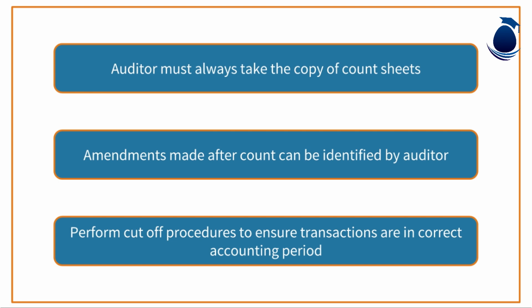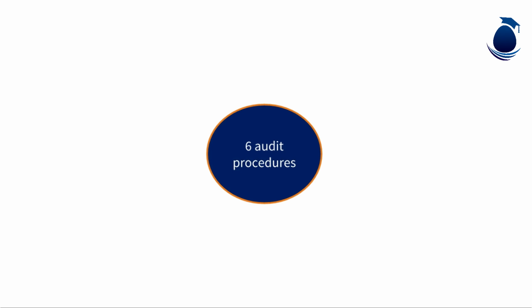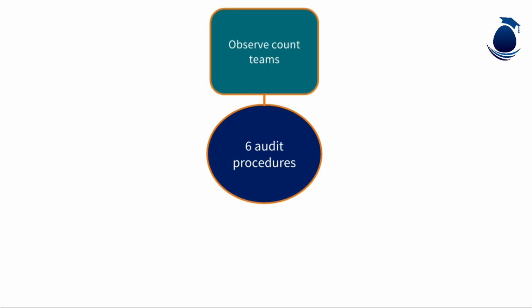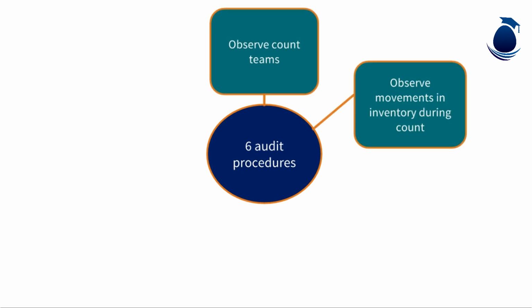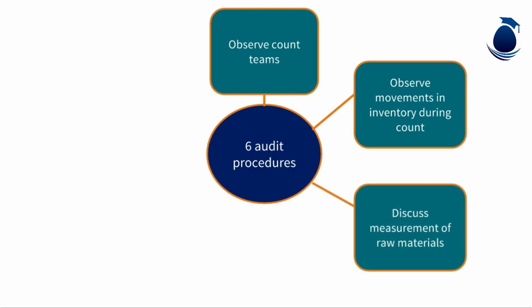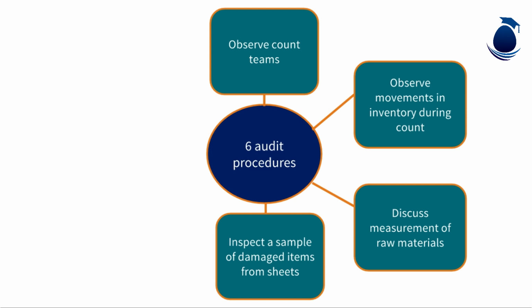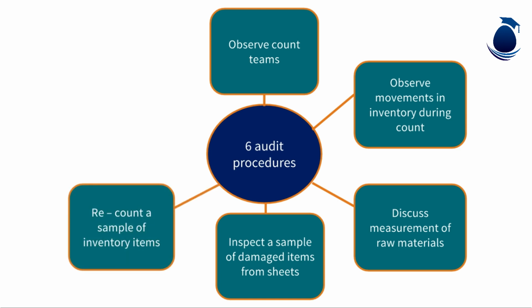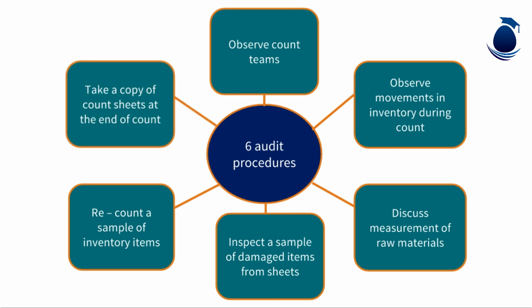In summary, 6 audit procedures are: observe the count teams, observe movements in inventory during the count, discuss measurement of raw materials, inspect a sample of damaged items from sheets, recount a sample of inventory items, and take a copy of count sheets at the end of the count. General audit procedures from your studies would have given you a few of the marks, but applying the scenario was needed to gain enough ideas for Part B.